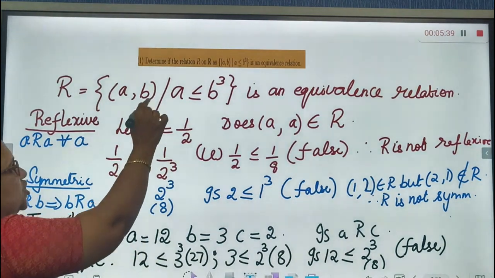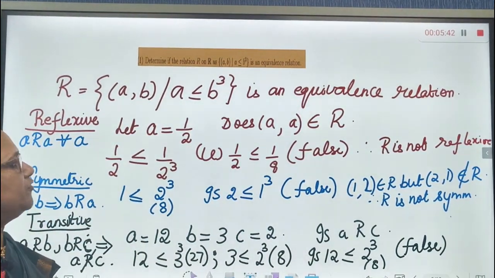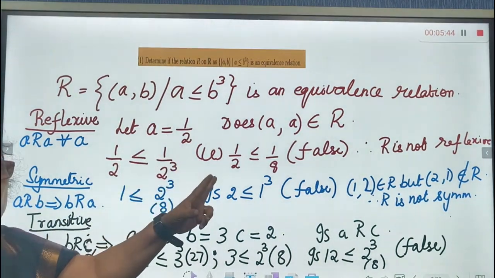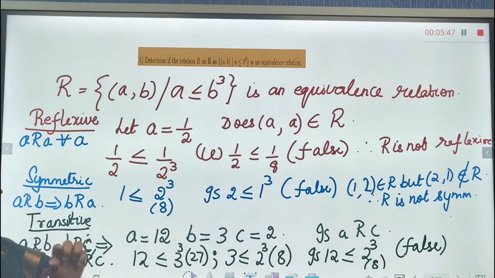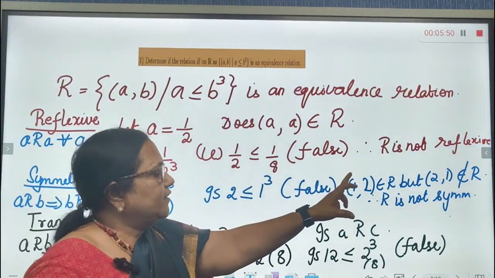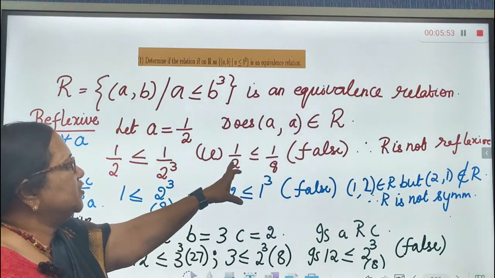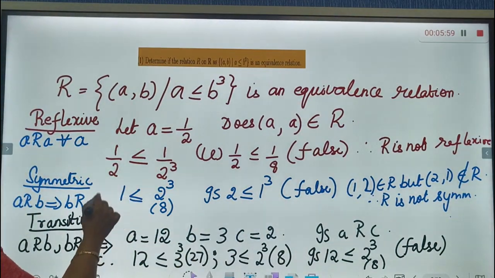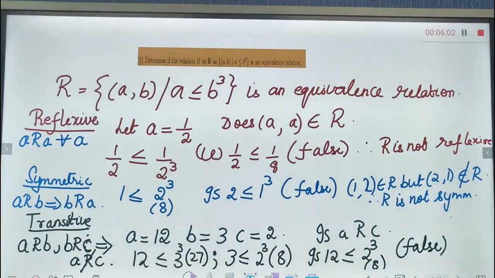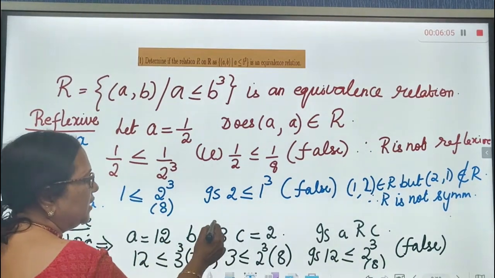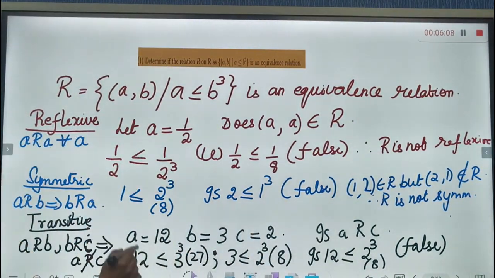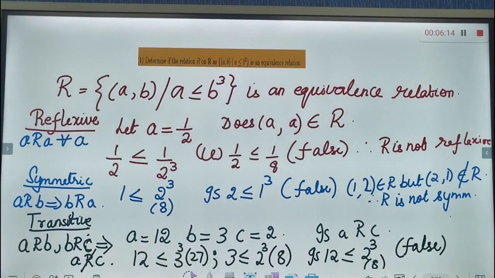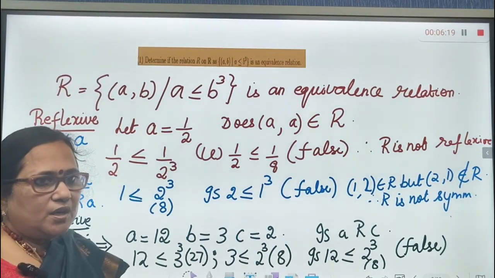So we have seen that this relation R, the set of all (a, b) where a is less than or equal to b cube, is not an equivalence relation. It is not reflexive because I chose a to be half, and half is less than or equal to 1/8 is a false statement. It is not symmetric: 1 is related to 2, but 2 is not related to 1. It is not transitive because 12 is related to 3, 3 is related to 2, but 12 is not related to 2. So it is neither reflexive, nor symmetric, nor transitive. This is a very important question. They can easily ask it as either a 4-mark question or a 5-mark question.